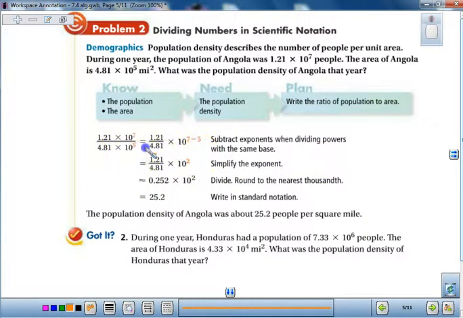What you're really going to do is divide the first two numbers, the 1.21 by 4.81. That gives us the 2.252. Then as we take 10 to the 7th divided by 10 to the 5th, we use our same rule and subtract, so 10 to the 2nd. And now if we write it in standard form, that means moving our decimal over 2 places. Again, take a look at that. We're not going to do many of those problems in our homework.